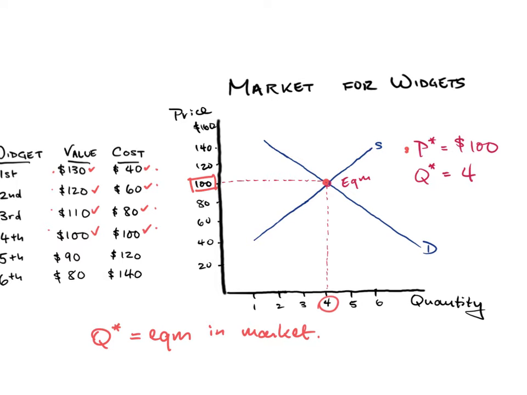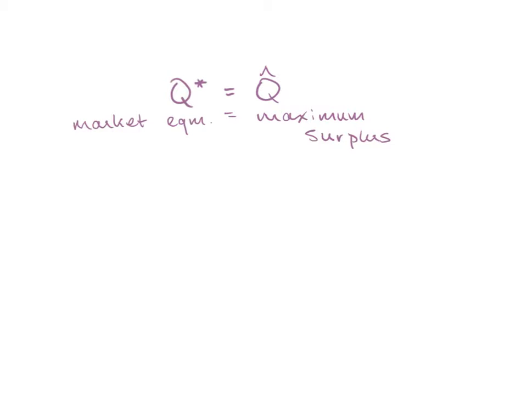The same quantity gets produced. The goods go to the same consumers, and they are produced by the same factories. What happens in a competitive market is the same as what a social planner would do. So I've written that here as Q star equals Q hat.